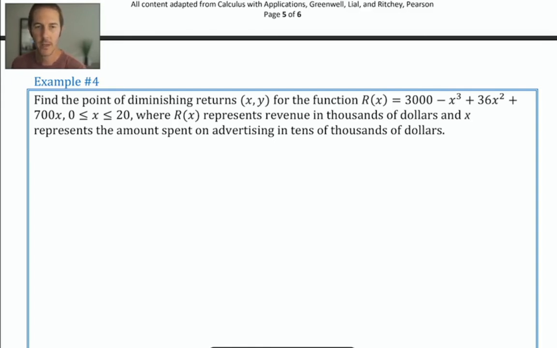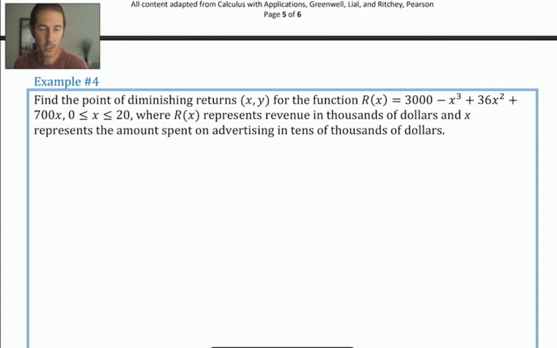And we're going to be examining that revenue equation on the interval where our x values are between 0 and 20. This revenue equation represents revenue in thousands of dollars. X represents the amount spent on advertising in tens of thousands of dollars. So we got a couple of different scales there.